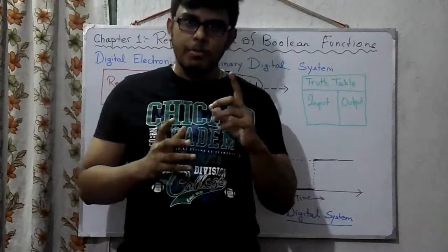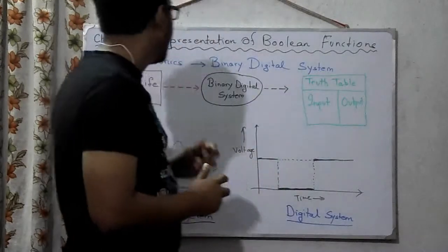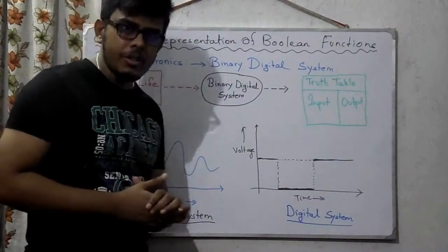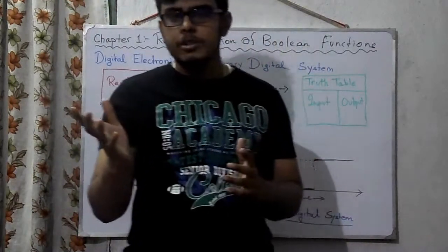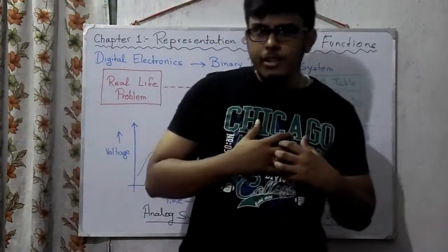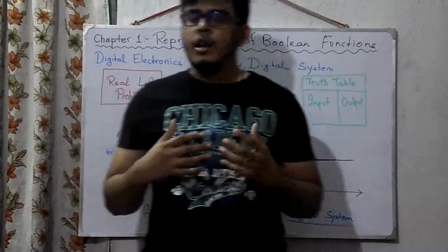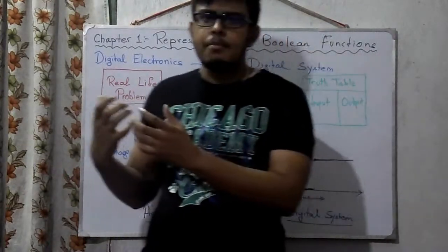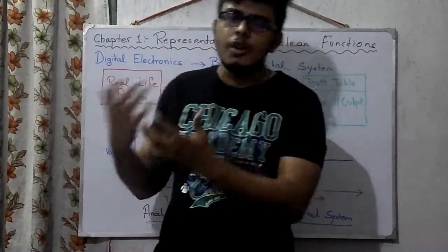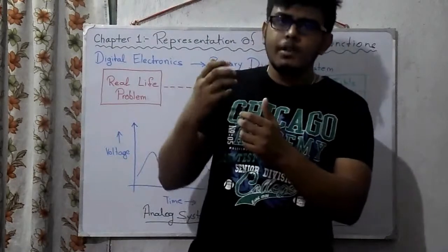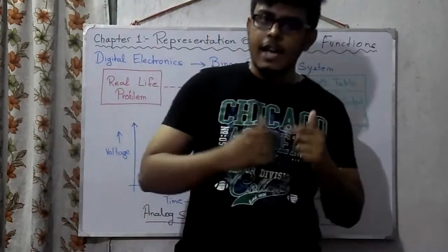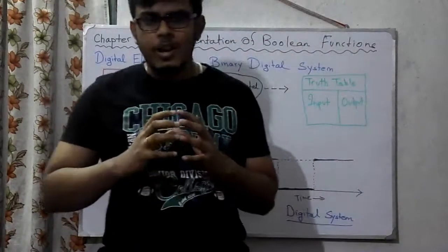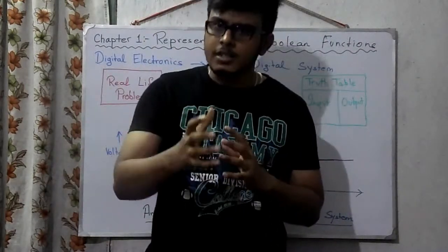So the first topic that I'll be starting off with is called representation of Boolean functions. Now many of you might argue with the fact that I should have started off with the number systems at first, but what I feel personally is that number systems is quite an easy part that is quite easy to understand. So instead of devoting much time into that, I would invest more time on these aspects of the digital electronics which requires a lot of practice and understanding.